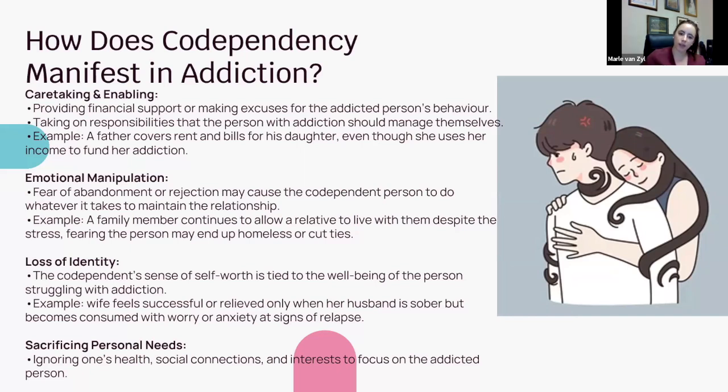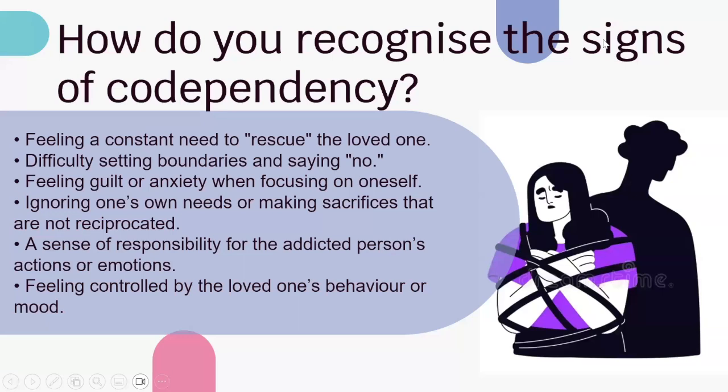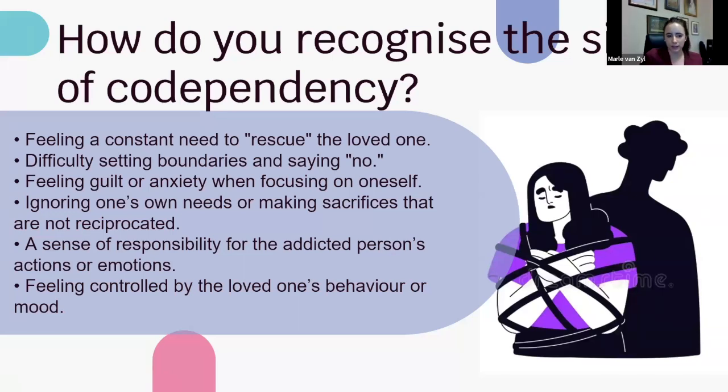And then the last way it manifests is sacrificing personal needs. So ignoring one's own health, social connections, and interests to focus on the addicted person. So this is just a few ways that it does manifest in addiction and what we often see people or families do. I think one that stands out for me very clearly is the emotional manipulation. A family member continues to allow the relative to live with them despite the stress, fearing the person may end up homeless.